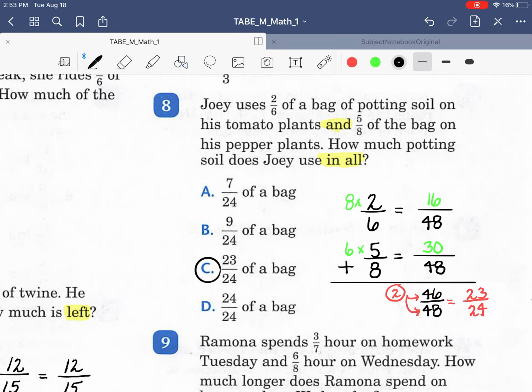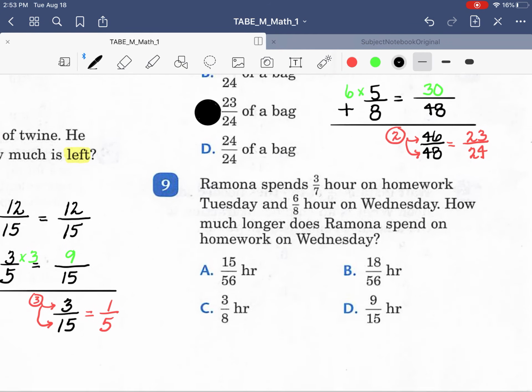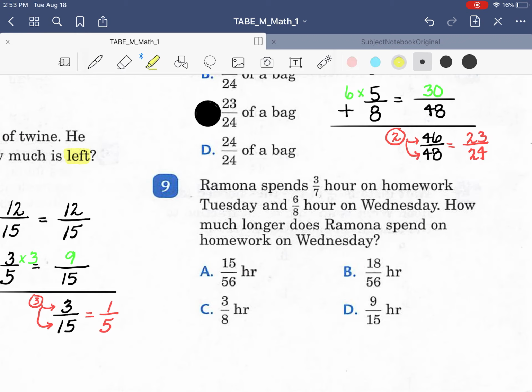He used very nearly that whole bag. 23/24 of the bag, and that is C. If you use 24 as your denominator, that's fine. You will get the same answer after you do all the work. Number 9.